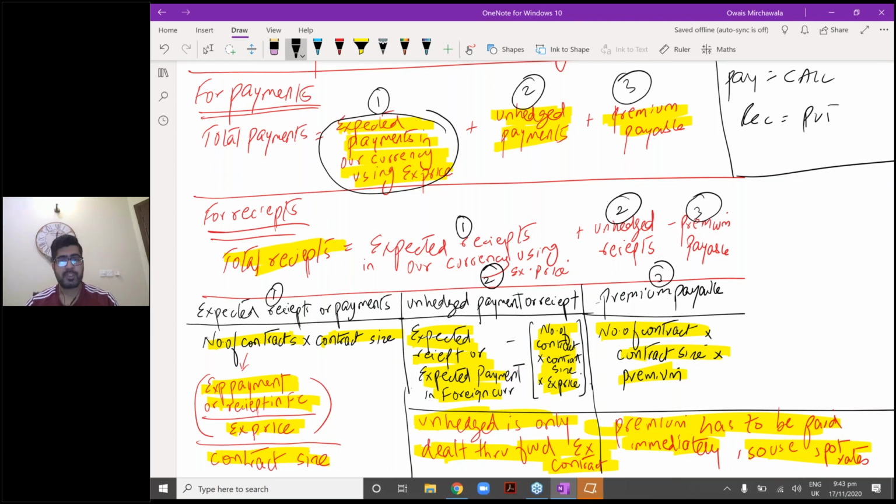In options, I told you that if you are paying, you have to buy currency, use call option. In receipts, you have to sell currency, use put option. Payment, call option; receipts, put option. The formula for payments and receipts: number one is the same, expected payments or receipts. Number two is the same plus unhedged, and premium is added or deducted, because premium payable reduces your receipts, therefore deducting, and increases your payments, therefore adding. The sub formulas for expected receipts or payments are the same, the unhedged formula is the same, the premium is the same. Premium has to be paid now, so use spot rates, and unhedged is only dealt through forward exchange contracts. Any questions?